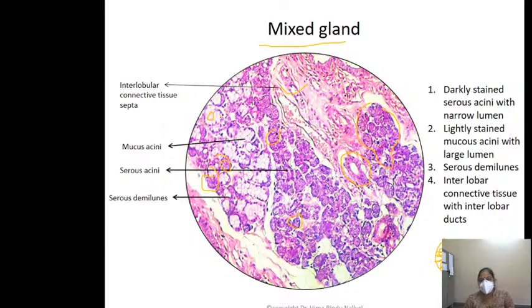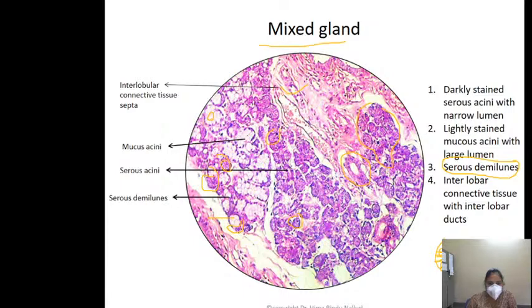The characteristic feature for the mixed glands is the presence of the serous demilunes. What are the serous demilunes? Serous demilunes are the characteristic feature for the identification of the mixed gland. Here I show you one serous demilune. This is the mucous acinus, and over this mucous acinus you see a cap of serous cells here.